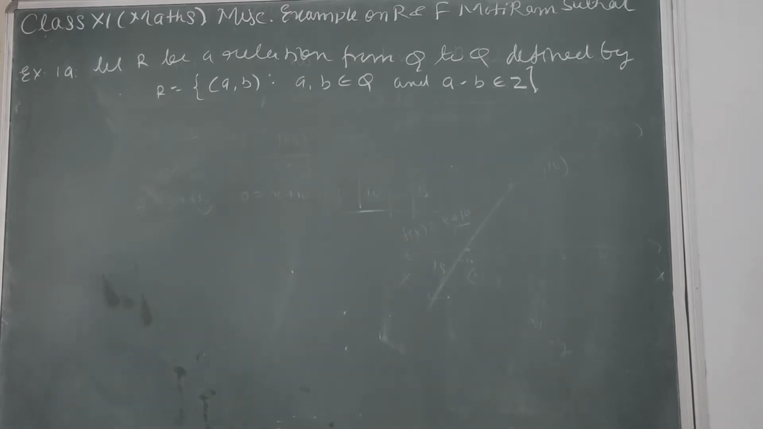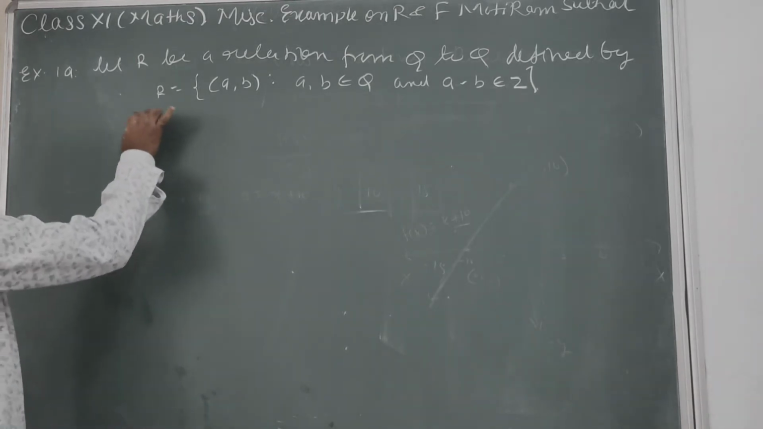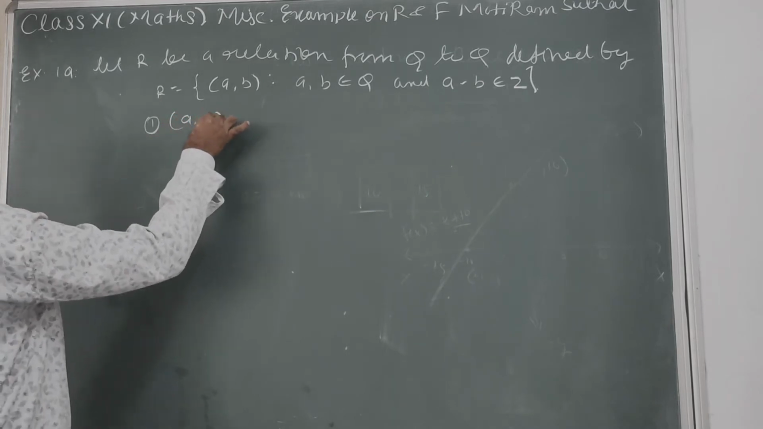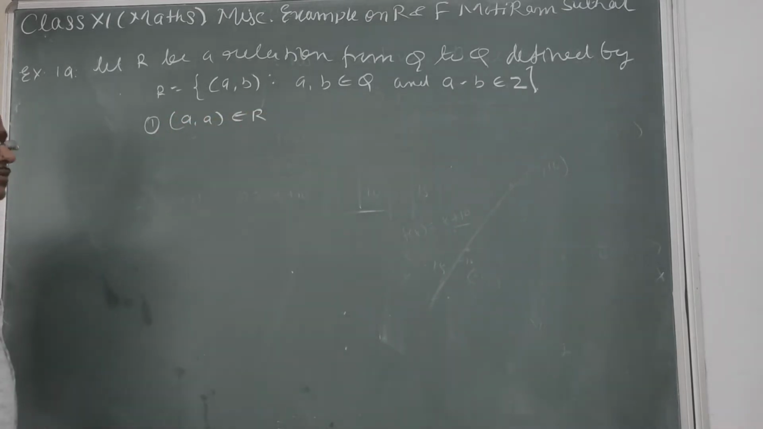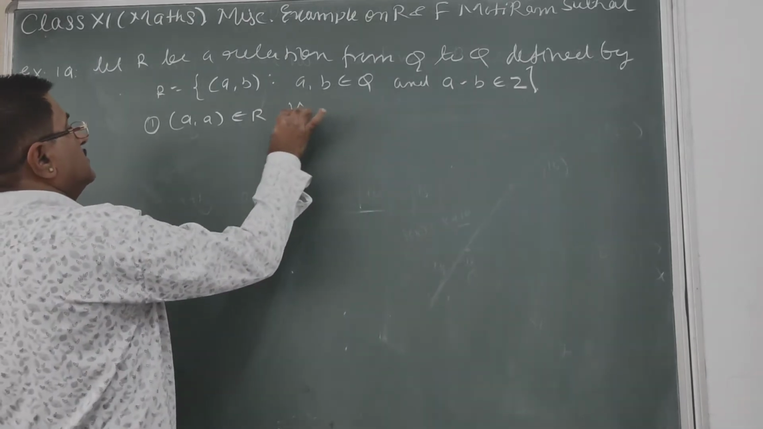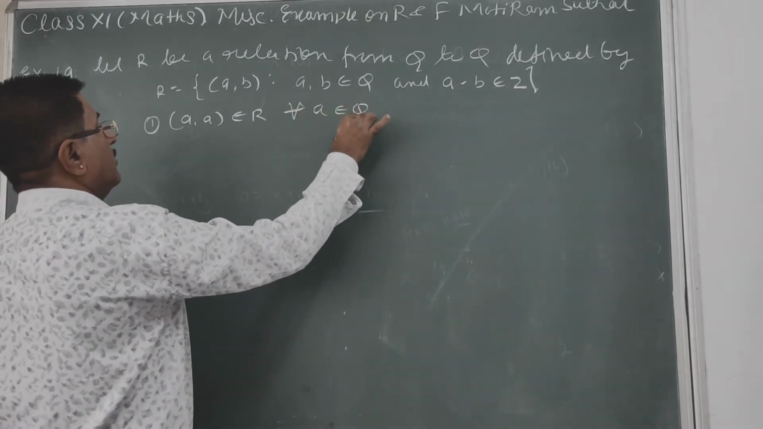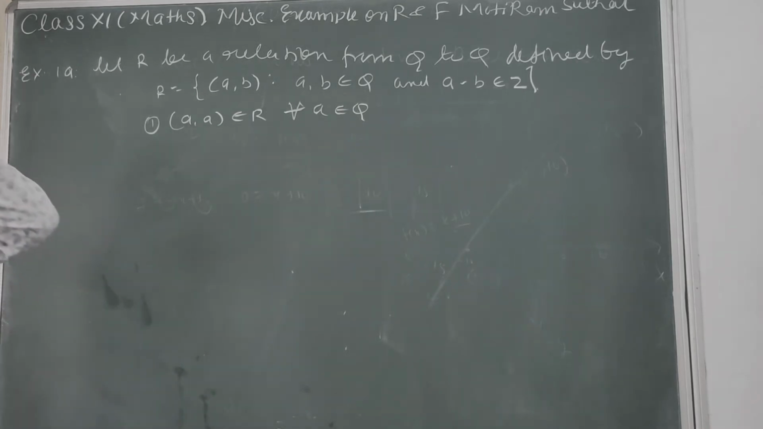Now there are three parts. The first one is (a, a) also belongs to R, for all a belonging to Q, where Q is the set of rational numbers. So now you can see how we can prove this. There are three parts. We take the first one.